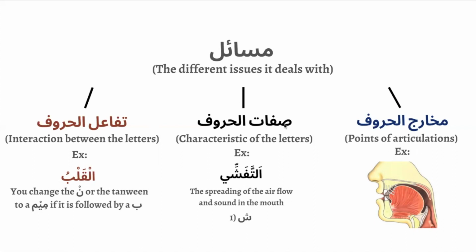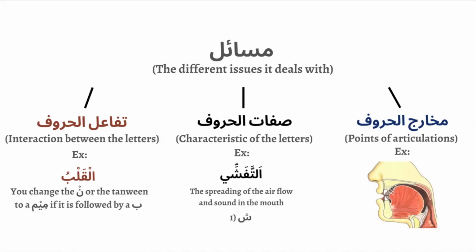Likewise, it deals with sifat al-huruf, the characteristics of the letters. And we covered that the characteristics of the letters are pretty much the conditions that happen to the letters while they're being pronounced that distinguish them from other letters. So for example, we have the characteristic of at-tafashi, which is the spreading of the airflow and sound in the mouth, which only happens with the letter sheen.